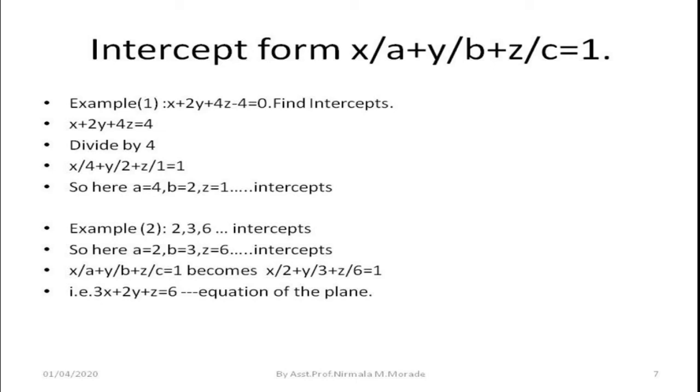So next example. Suppose we are given the intercepts and we want to find the equation of the plane. Suppose the intercepts made by the plane with the coordinate axes are given as 2, 3, 6. So here a is 2, b is 3 and c is 6. Put these values in the equation x upon a plus y upon b plus z upon c equals 1. So we get the required equation of the plane.